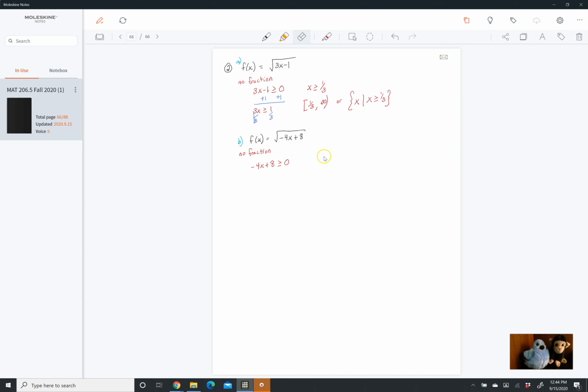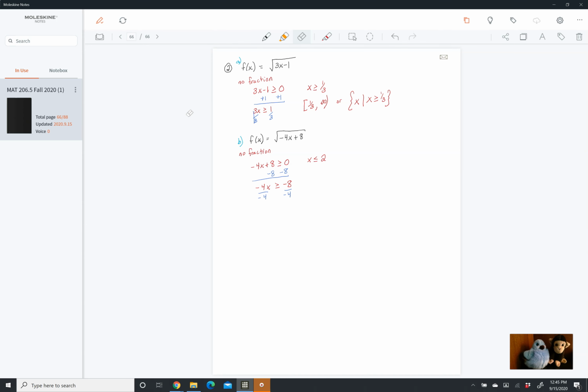So what's under the radical must be greater than or equal to 0. And then we just solve. Okay, this is just solving regular inequalities. Subtract 8 from both sides. That's going to give us negative 4x is greater than or equal to negative 8. And then we divide both sides by negative 4. Okay, and remember, we're dividing by a negative number. So our inequality flips. x is less than or equal to 2.